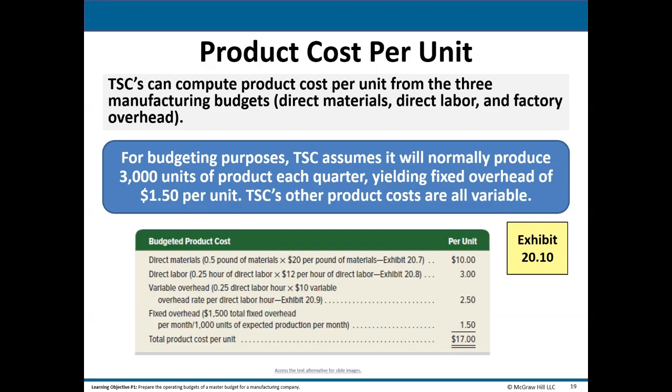So to compute the product cost per unit for fixed overhead, we noted that TSC expects to produce on average 1,000 units per month, which means that its fixed overhead per unit is $1.50. So that's the $1,500 divided by 1,000 units. So now our total product cost per unit is the sum of all of those, which is $17.